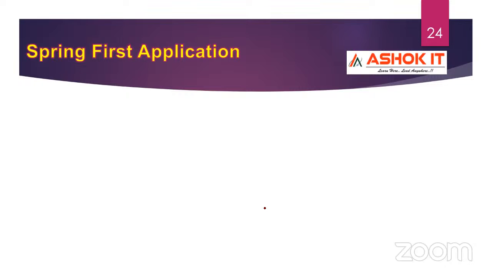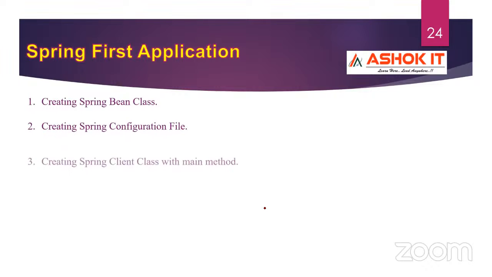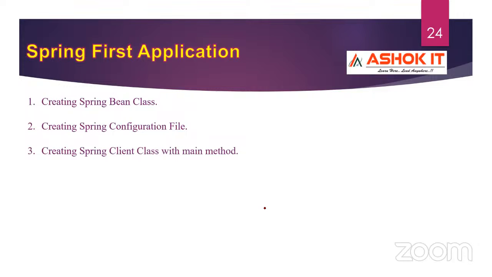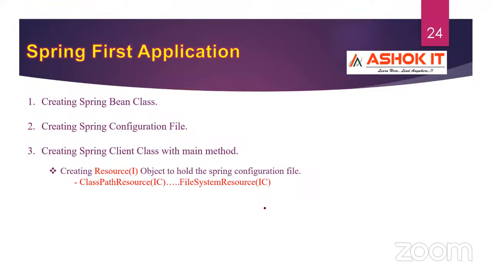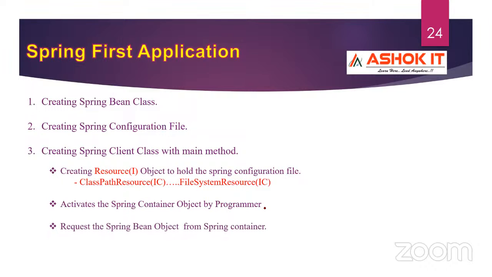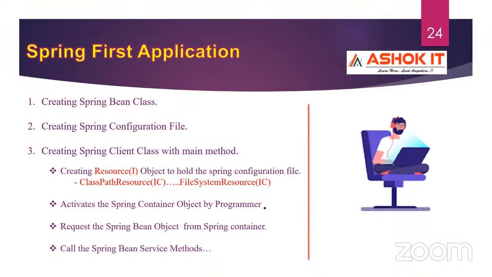Tomorrow, I am going to talk about developing the first application, guys. First, you need to create a Spring Bean class. Then we need to create a Spring configuration file. And then you can create a Spring client application with the main method to execute the Spring application. In that, you need to create resources for pointing to the Spring configuration file, activating the Spring container, then requesting the Spring Bean object from the container and calling the Spring Bean service methods. All these things I am going to talk about in tomorrow's session.